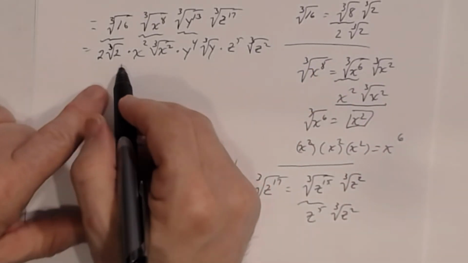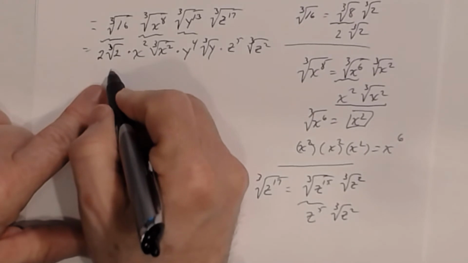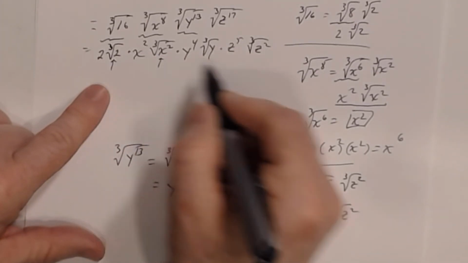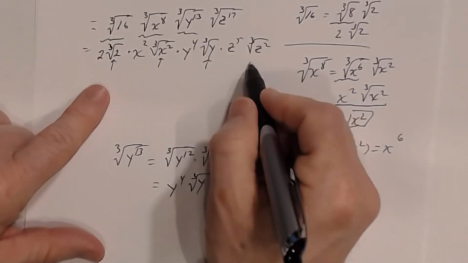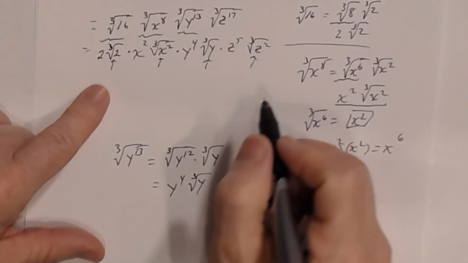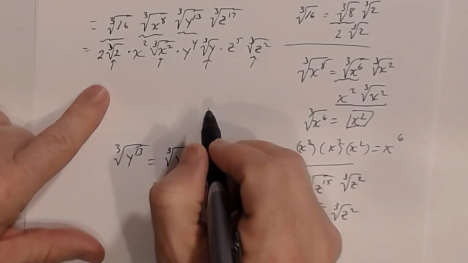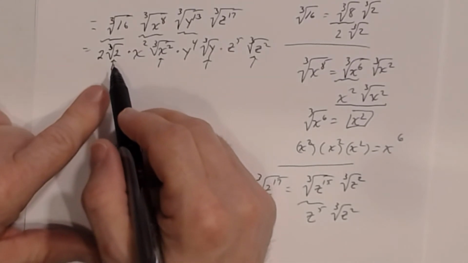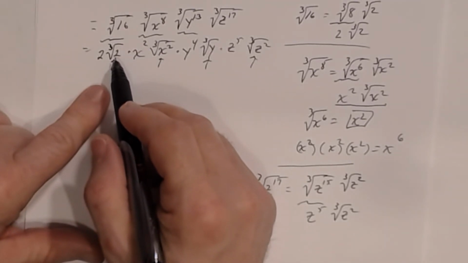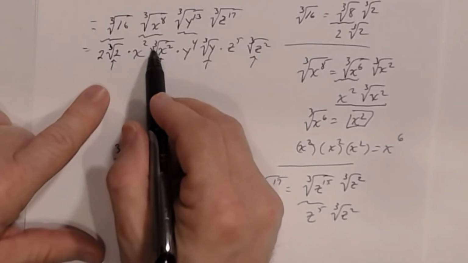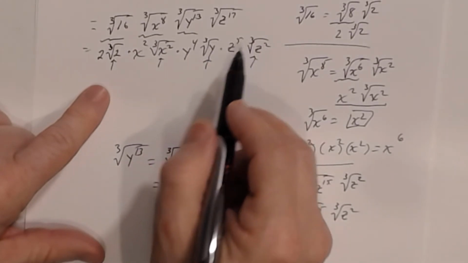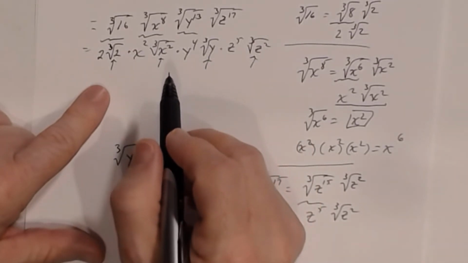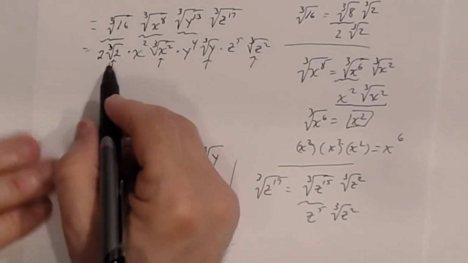Okay, now remember you need to rewrite this. So see all these cube roots? Cube root of 2, cube root of x squared, cube root of y, cube root of z squared. You're going to write as one cube root, because remember there's a property that says when you're multiplying radicals and the indices are the same, all these indices are the same, you can write it as one radical. But we're going to put that in the end.